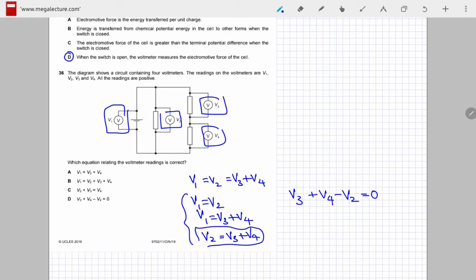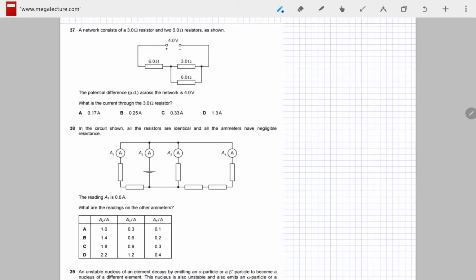And so we have this option, option number D. So that's the correct one. Question number 37, we have a network that consists of a 3 ohm resistor and two 6 ohm resistors, which are shown in this figure. The potential difference across the network is also given as 4 volts. And what is the current through the 3 ohm resistor?